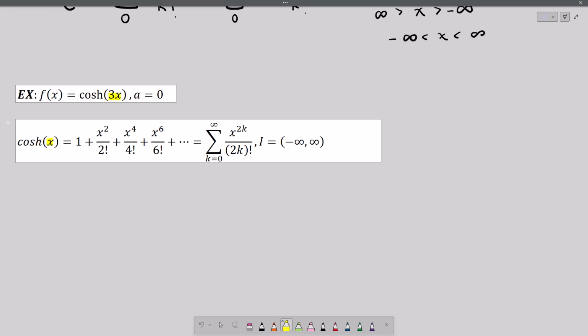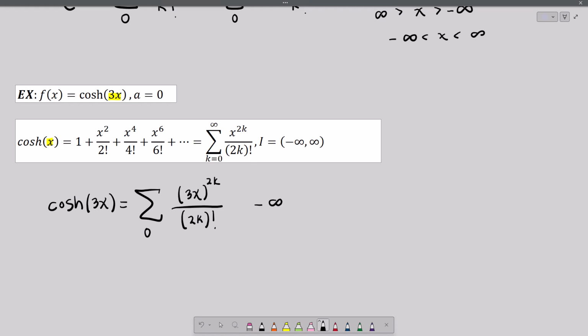So what are we going to do here with the x? We're going to replace the x in the power series that we know with 3x. So the power series for cosh of 3x, we replace the x with 3x all the way through. The power series is going to be that. And the IOC, we also have to replace that with 3x.